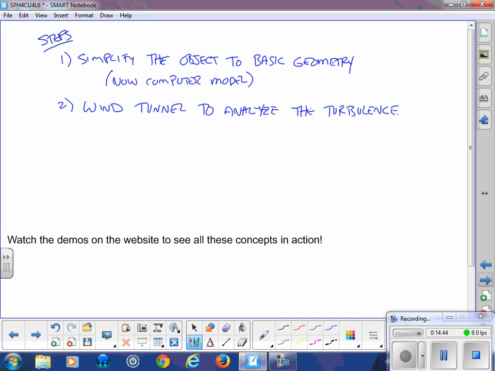So what I would do now is I definitely would go to the website, the demos, because it shows, I think, Ford and Dodge, how they look at aerodynamics in their design. So anyway, if you have any questions, let me know, and we'll get them cleared up the next day. Good luck.